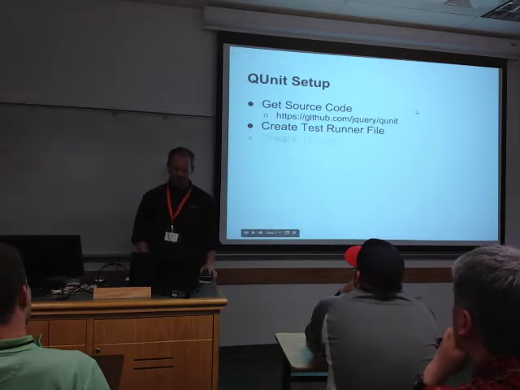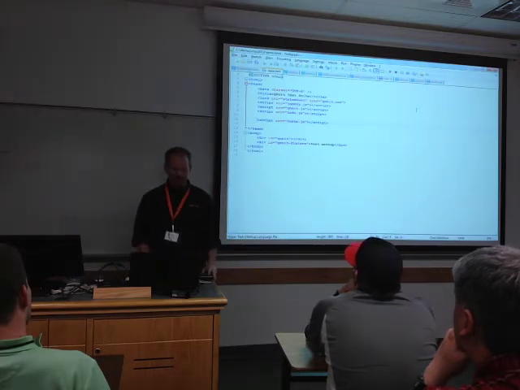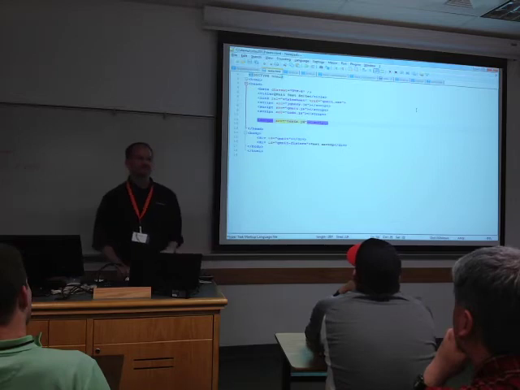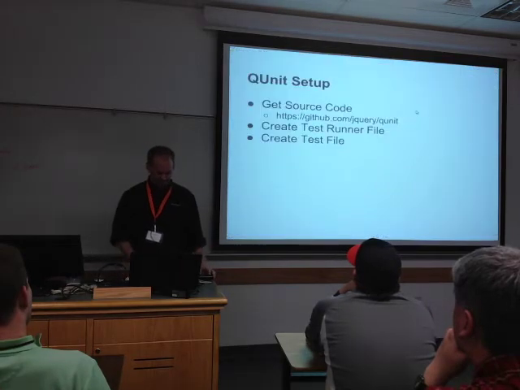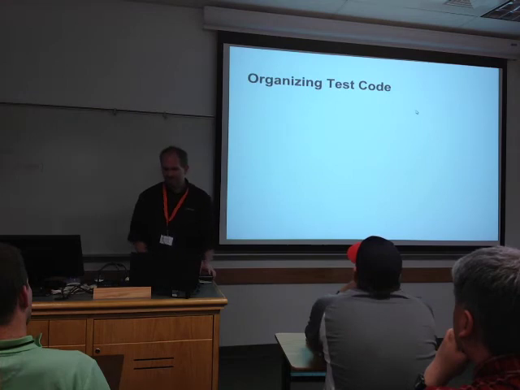Okay, after you've created your test runner file, then we want to create our test file, which again is this tests.js file, and this doesn't even need any real boilerplate. This is going to be an empty JavaScript file, and we can just start coding our tests right into it. As soon as we've got that done, we can start writing our tests. So let's go into actually organizing.